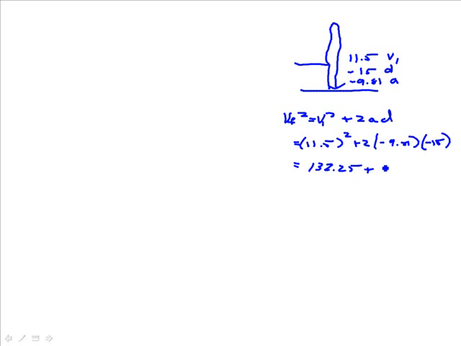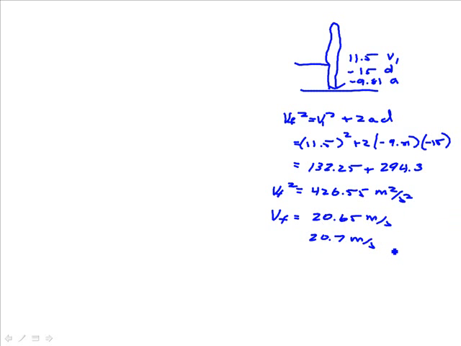So we take the sum of those two, 132.25 and 294.3, and we end up with 426.55 meters squared per second squared. That's Vf squared. And so Vf is equal to the square root of that, which is 20.653 meters per second, or 20.7 meters per second. Now, they ask for the speed, so do we need to give direction?